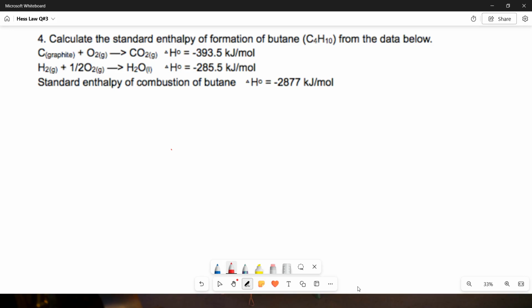Hi Chem Peeps, this is video 4 of Hess's Law under thermodynamics, and this problem actually is a little more complicated than what I did with my first two examples. So let's read the problem, break it down, and solve this.